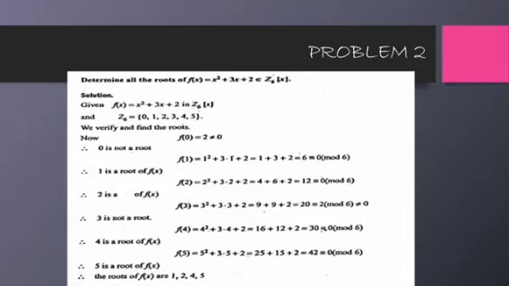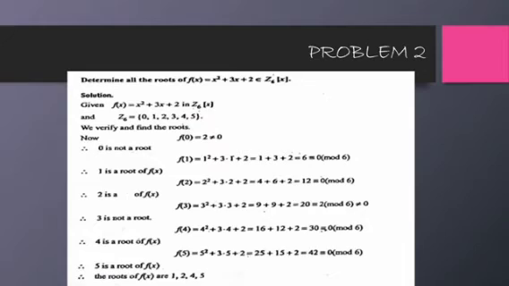So my conclusion will be: 0 is not a root. Why is 0 not a root? Since I substitute 0, I'm not getting an answer of 0. Only if I substitute a value and the answer is 0 can I declare it a root. So my answer is not 0, right? So 0 is not a root.